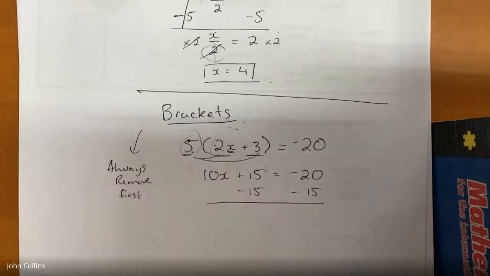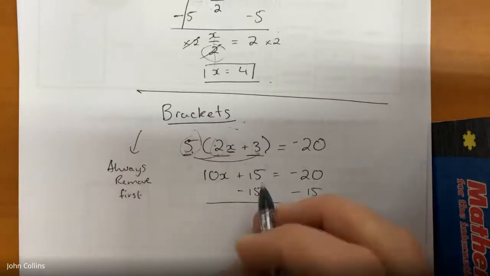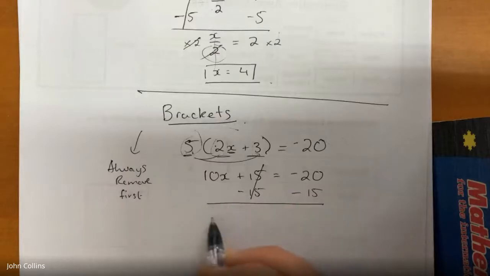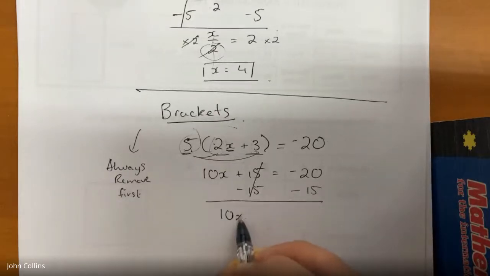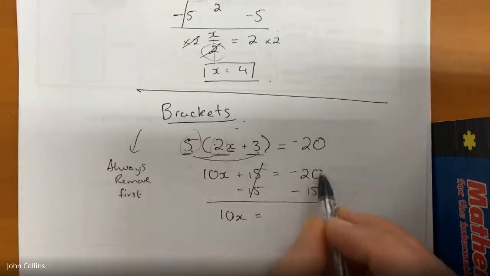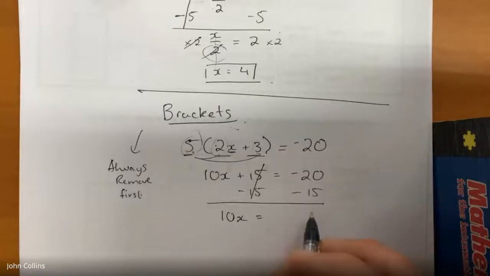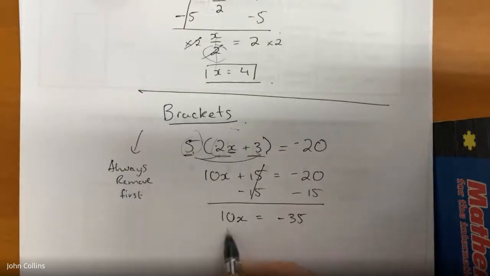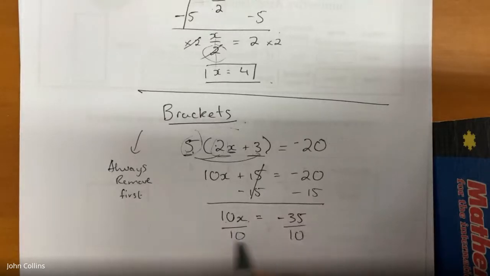So I'd always remove brackets first. Okay, so 15, take away 15, that's the one that cancels out. I have 10x equals minus 20, take away 15. So that's negative 20, take away another 15, that's negative 35. Divide both sides by 10 now, because that's 10 times x. Divide both sides by 10.